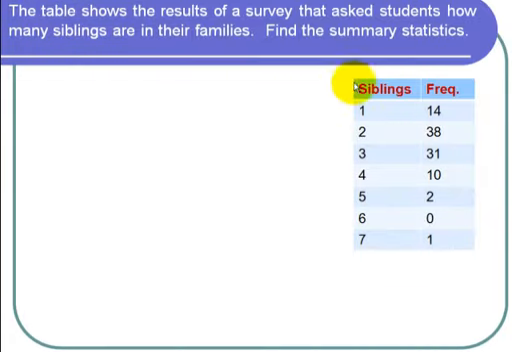So here's the table. We can see that from these students, 14 of them had one sibling in their family, so they were only children. 38 had two siblings in their family. And then all the way down, notice there was one student who had this giant family with 7 siblings. So to find the summary statistics, I'm going to use the TI-84 Plus calculator.